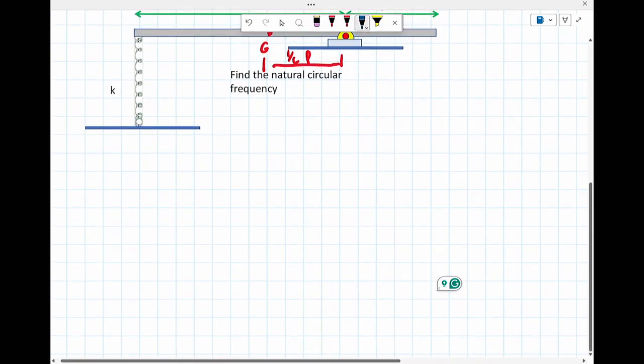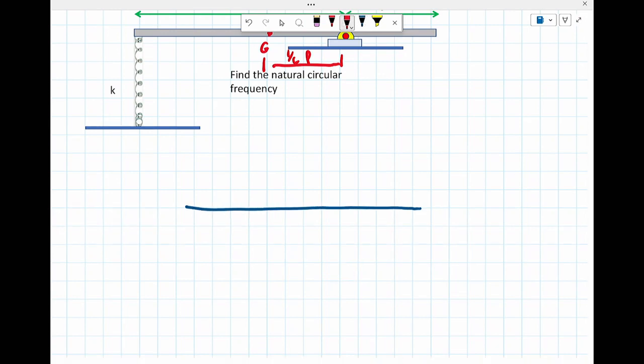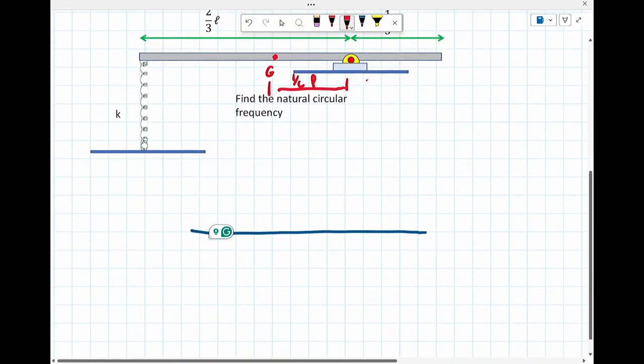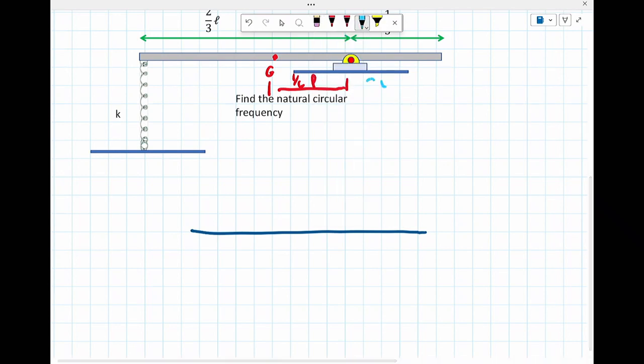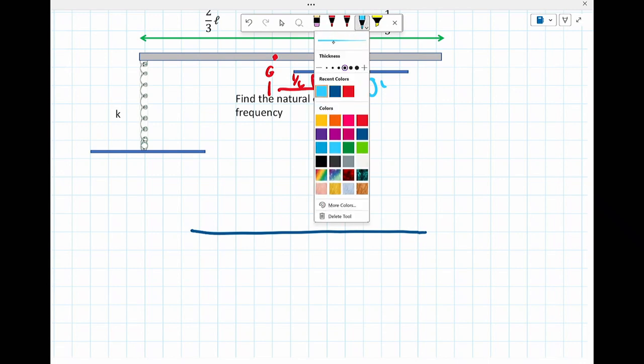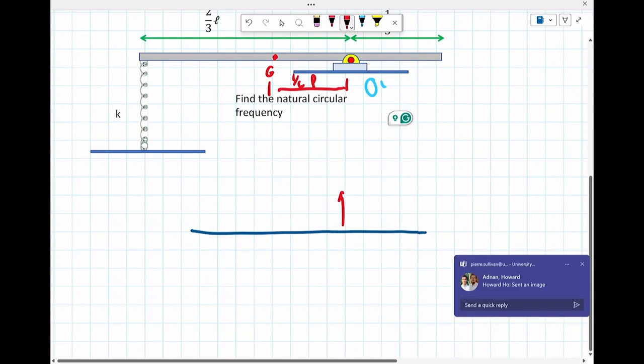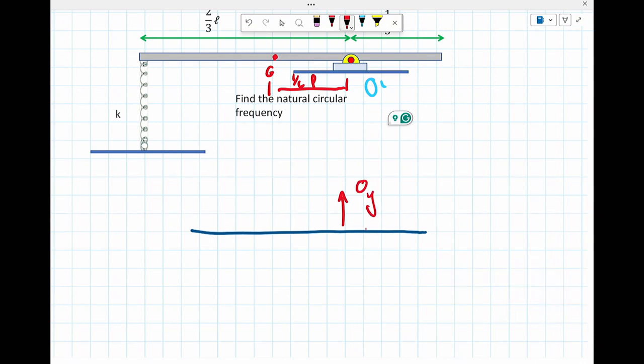And if I take a look at this, I'm going to define this as 0,0. Actually, I won't go there. OY, OX, MG, and P.